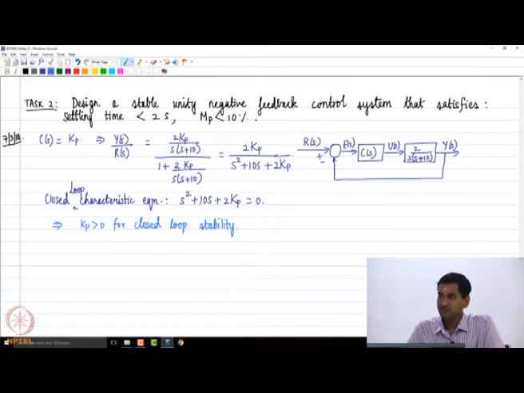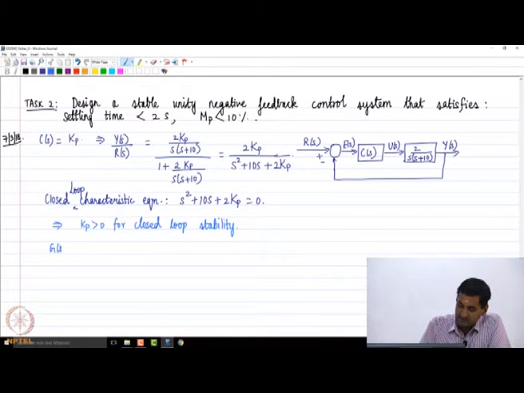But that's not the only thing we are expecting. We are essentially expecting performance requirements also. So the question becomes, how do we then choose Kp such that we satisfy the two performance requirements? We see that the proportional controller works as far as satisfying closed loop stability is concerned. Now let's look at performance. So consequently, Kp greater than 0 works.